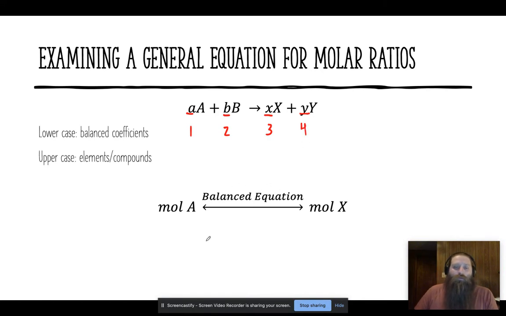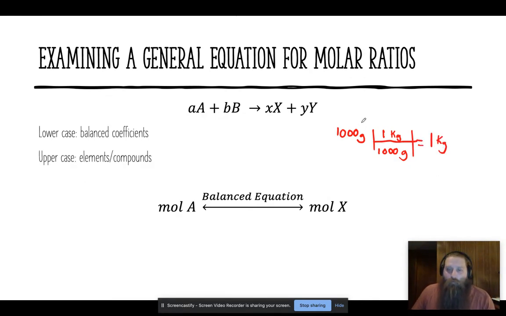Now, what's the ratio of A to X? Well, it'd be 1 to 3. And if I know that, then I can put this into a bracket and convert from A into X. How can I do that? Well, remember when we converted something simple like grams? Let's say I have 1,000 grams, and I want to convert that to kilograms. We know that 1,000 grams is equal to 1 kilogram. I've converted from unit A over to unit X.